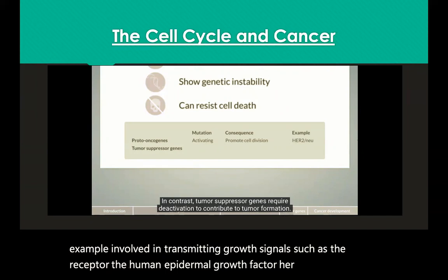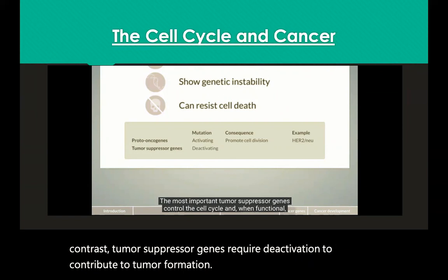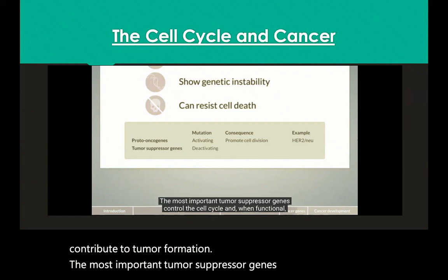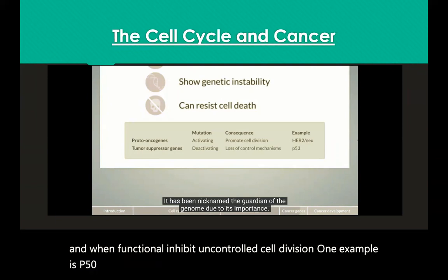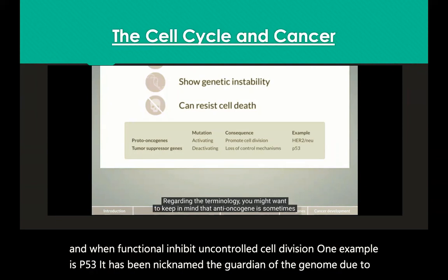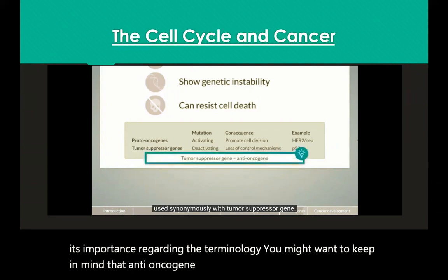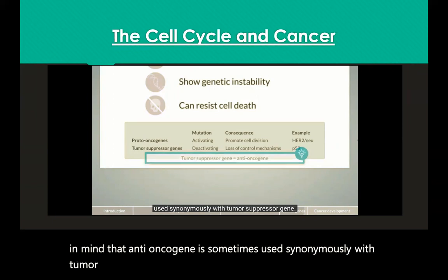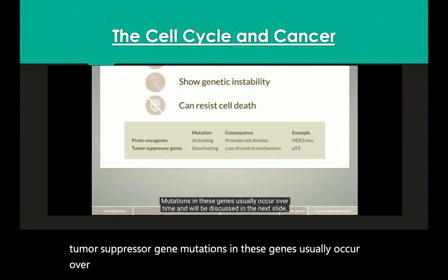In contrast, tumor suppressor genes require deactivation to contribute to tumor formation. The most important tumor suppressor genes control the cell cycle and, when functional, inhibit uncontrolled cell division. One example is p53. It has been nicknamed the guardian of the genome due to its importance. Regarding the terminology, you might want to keep in mind that anti-oncogene is sometimes used synonymously with tumor suppressor gene. Mutations in these genes usually occur over time and will be discussed in the next slide.